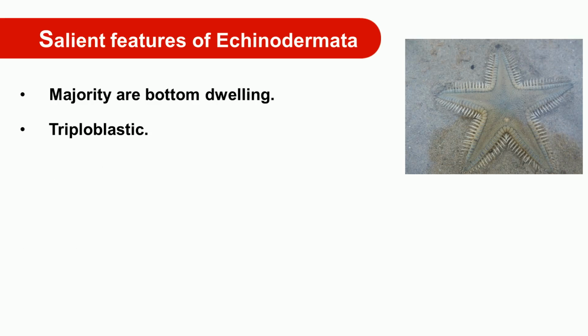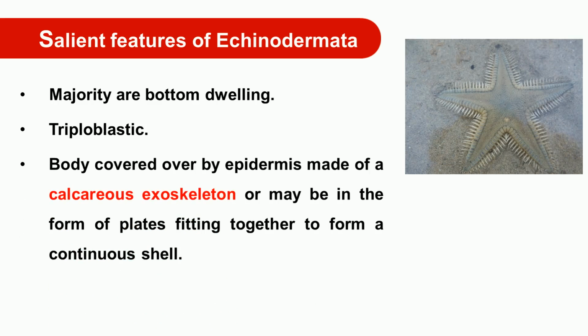These animals specifically have three layers in the body, which means it is known as a triploblastic animal. Then this organism is covered with a spiny skin, that means a calcareous exoskeleton is there, and maybe some plates fitting together form the covering.